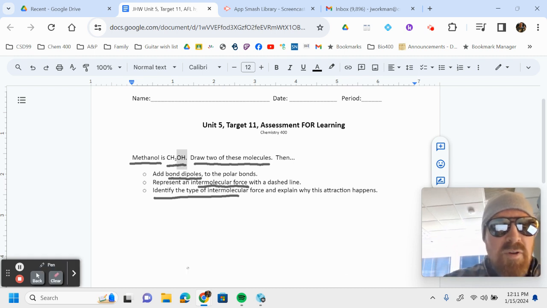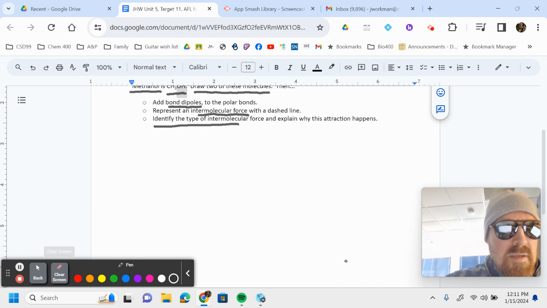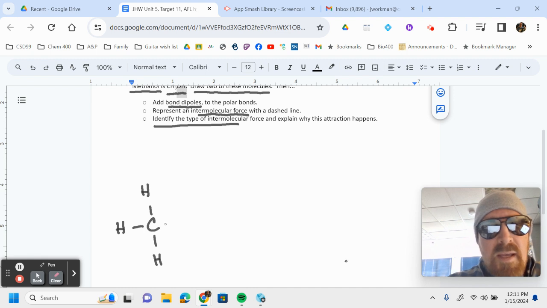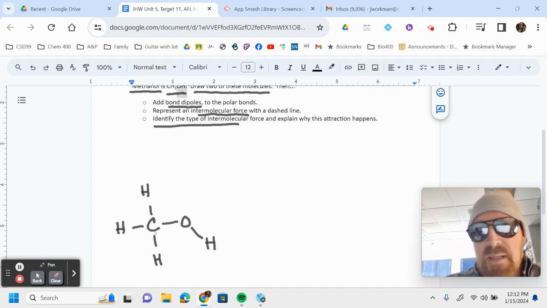So let me show you how this works. Let me get a little bit more space. Go back to the pen. All right. So I'm going to draw one molecule. I'm going to start with the central carbon, and then I'm going to draw connections with 3 hydrogens. So it's like I'm kind of starting out a tetrahedral shape here, and then I'm going to attach an oxygen to that carbon, and then this part of the molecule is going to have a bent shape. So it's kind of like a bent molecule mixed with the tetrahedral molecule.